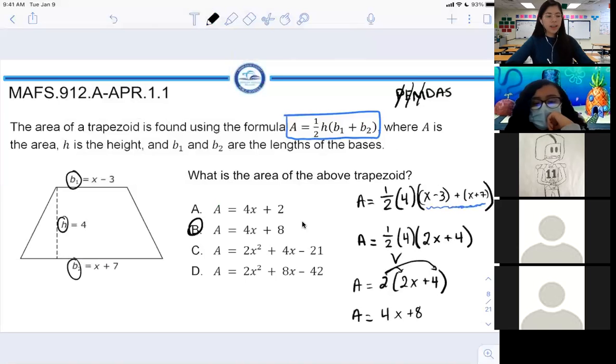Yeah, you guys get a reference sheet and it'll be like the area of a circle, area of a trapezoid, area of a triangle, area of a square. It'll tell you all the area formulas, so you don't have to memorize them because it'll give it to you. If it doesn't tell you on the test, it's going to be on your reference sheet.